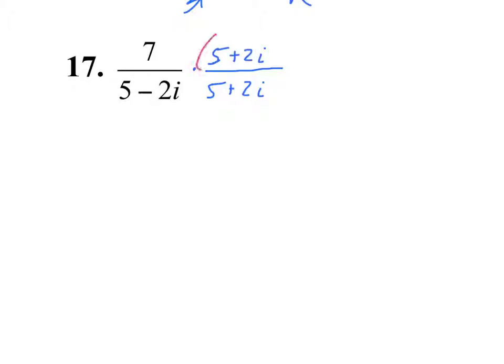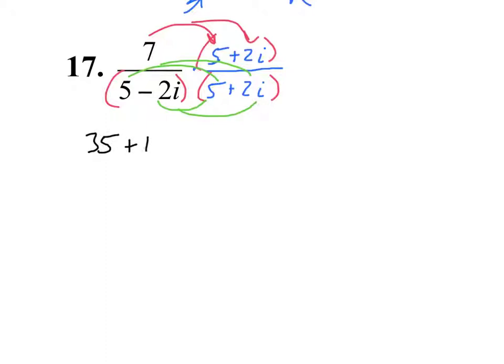On the top, we have to distribute the 7. On the bottom, we're going to have to FOIL, which means we're taking 5 times 5, 5 times 2i, negative 2i times 5, and negative 2i times 2i. So we should have 35 plus 14i over 25 plus 10i minus 10i minus 4i squared.